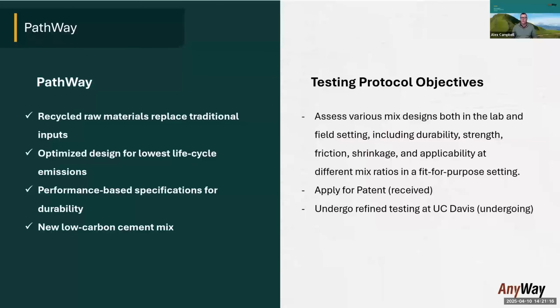Pathway uses recycled raw materials, so I'll go into how we got to that process. It's optimized design, so we're talking about what I call fit for purpose, right? Creating a solution that is fit for a problem, and trying to use recycled materials, reduce cement contents for the low volume road pathway environment, and also a low carbon cement mix design.